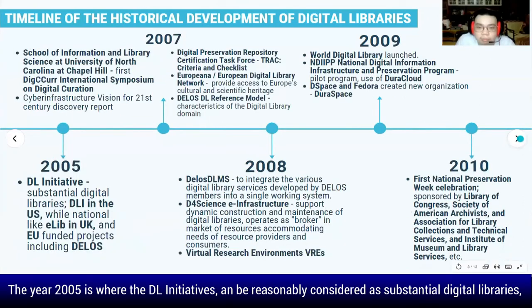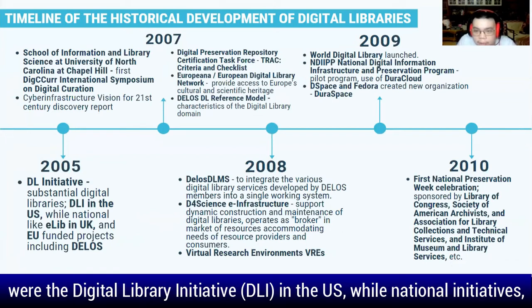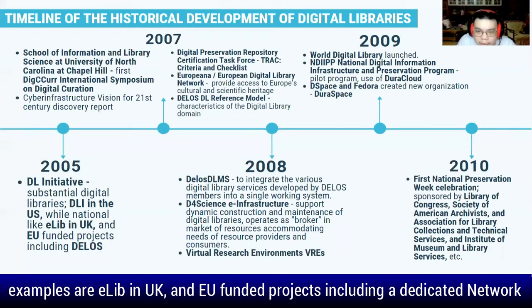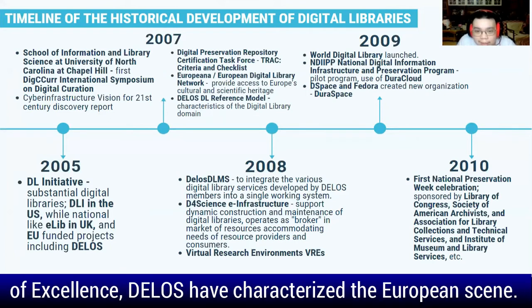The year 2005 is where the initiatives reasonably considered as substantial digital libraries appear, such as the Digital Libraries Initiative in the US, while the national initiatives, examples of these are eLib in the UK, and the EU funded projects including a dedicated network of excellence, Delos, have categorized the European census.